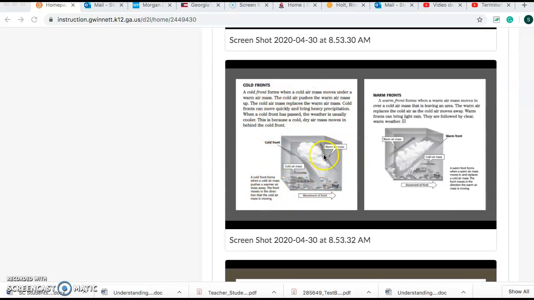This is a cold front. A cold front forms when a cold air mass moves under a warm air mass. The cold air pushes the warm air up. The cold air mass replaces the warm air. Cold fronts can move quickly and bring heavy rain. When a cold front has passed, the weather is usually cold. Warm fronts. A warm front forms when a warm air mass moves in and covers the cold air mass, okay? The warm air replaces the cold air and it makes it warm.